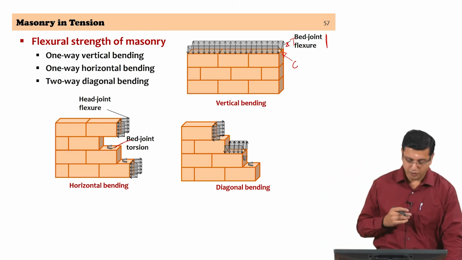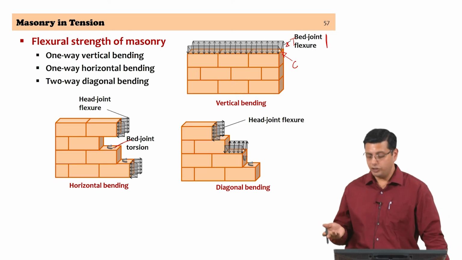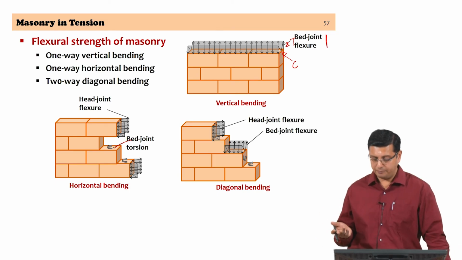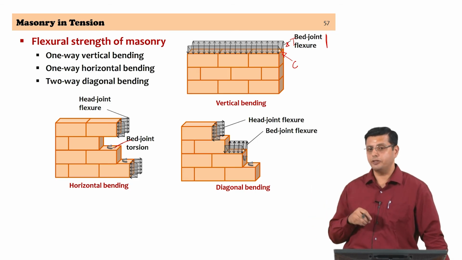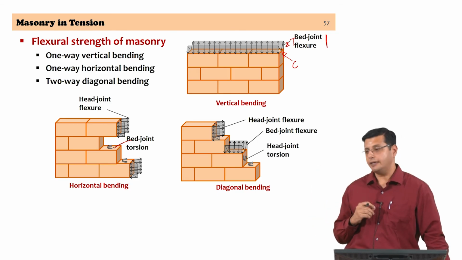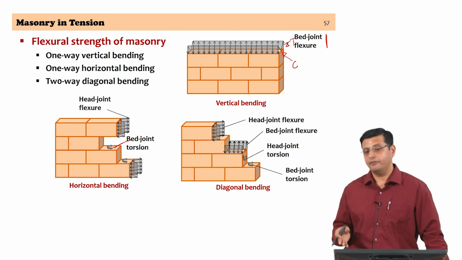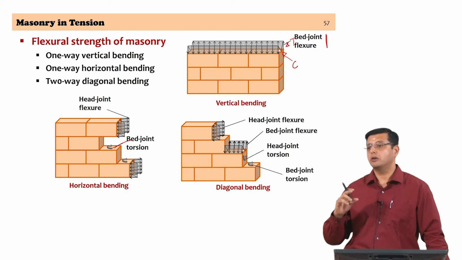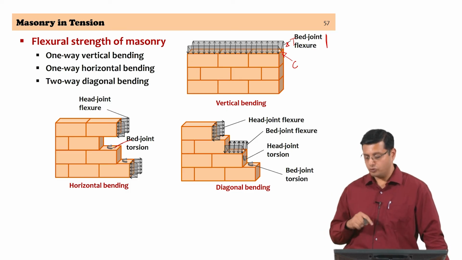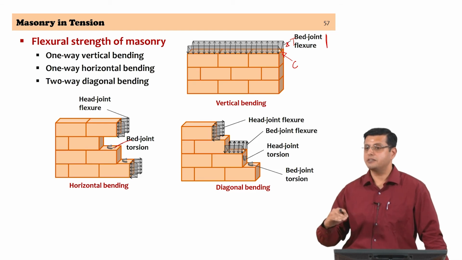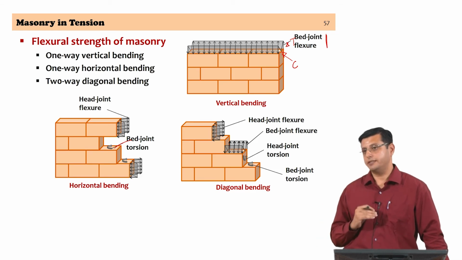So, this is basically affected by head joint flexure and bed joint flexure, in which case it is the flexural tensile strength normal to the bed joint, and then will also be affected by head joint torsion and bed joint torsion. Therefore you will need an estimate of what the flexural tensile strength parallel to the joint is, if you need to know at what level of shear stress you will get failure in the joint itself.